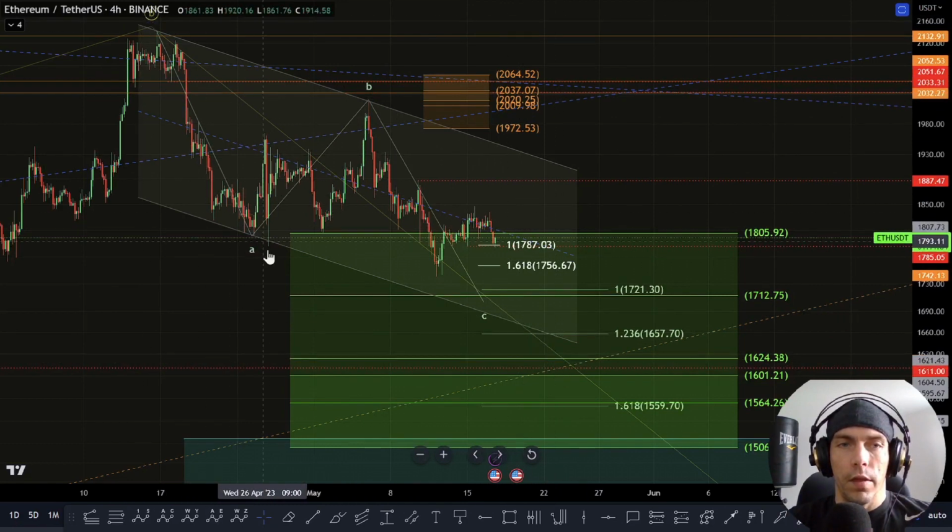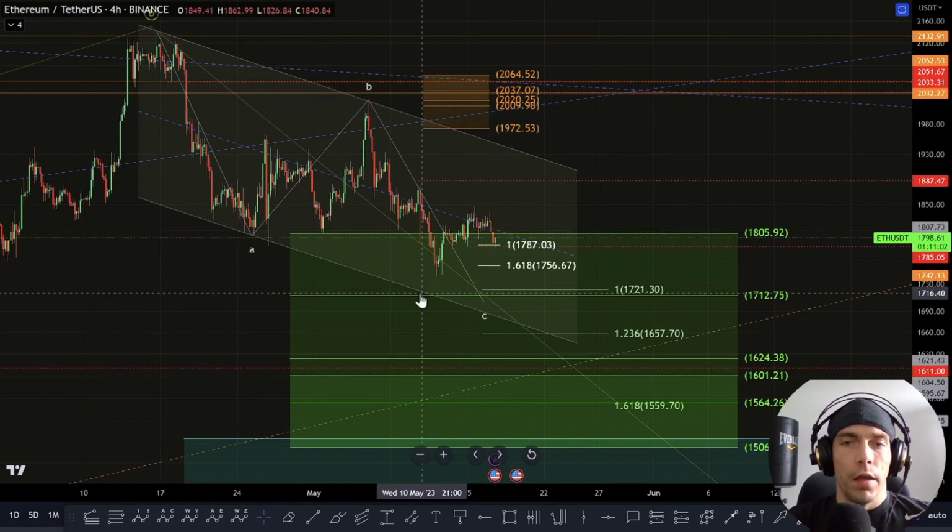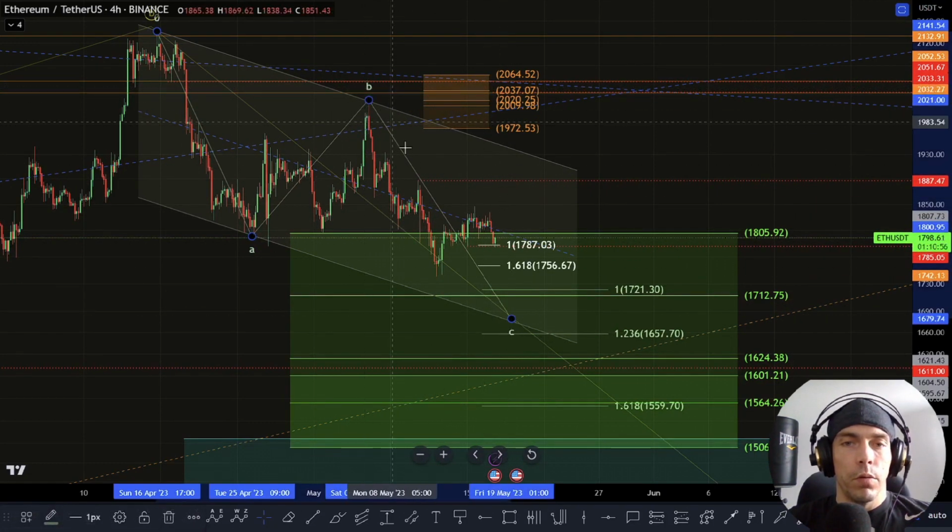Looking for this possibility that we are extending to the upside. Now, given the current structure here, we can see that we could potentially be in this C wave, but it would look like it is not completed if that is the case. So we're going to go over this internal count here.